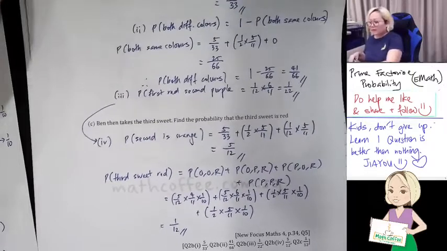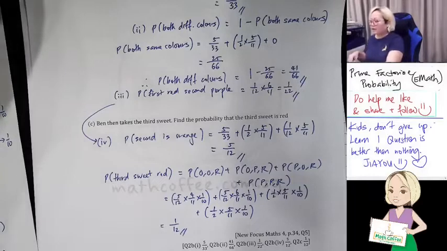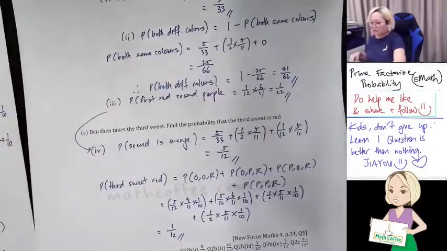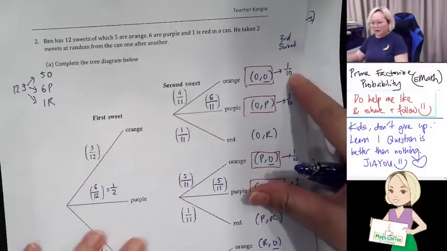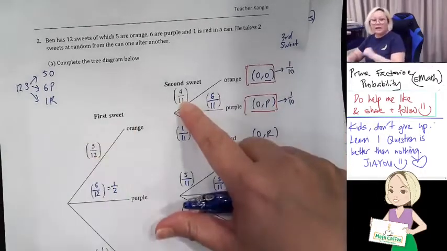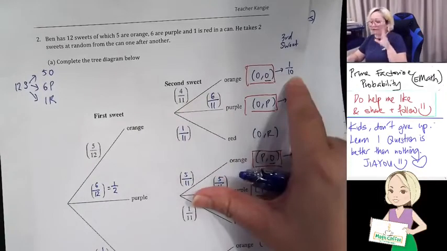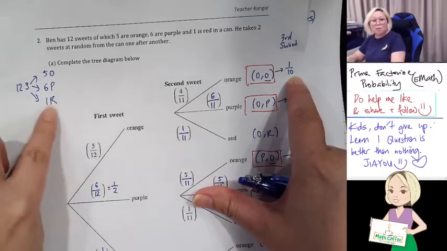Can you understand part C whereby I take the third sweet is red? Anyone need me to further explain? Wait, how do you get 1 out of 10? Okay, see here. How do I get 1 out of 10? Because our first sweet is taken out, my total left is 11, correct? So I take the second sweet. Now my total left is 10 sweets. 12 minus 2, which is 10. So I have 10 possibilities, correct? And my red was 1.